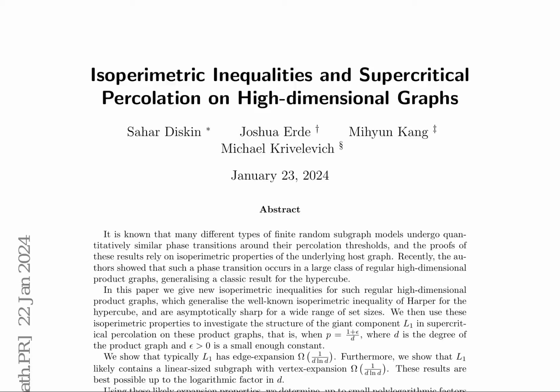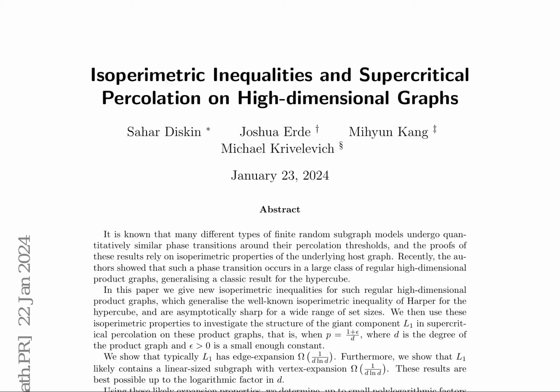They also show the likely existence of a cycle of length omega(n/d). Notably, these results significantly improve upon the known bounds in the case of the hypercube, where the likely diameter and typical mixing time of L1 were previously only known to be polynomial in d.